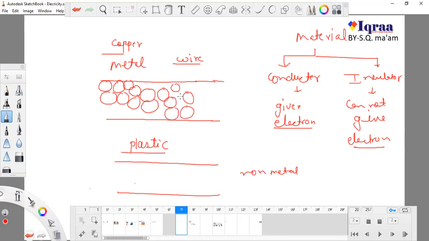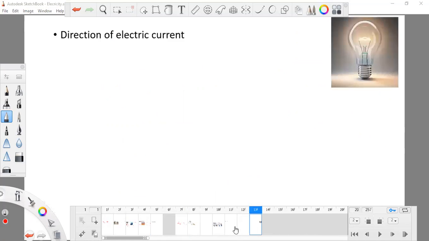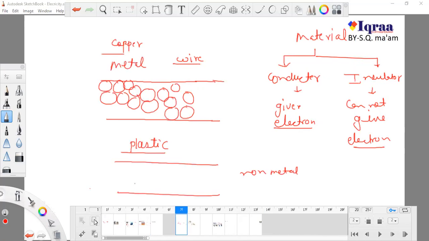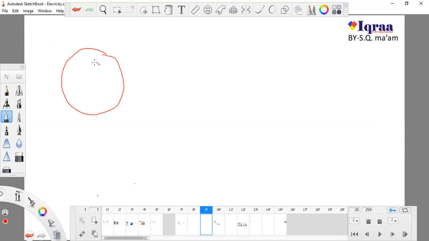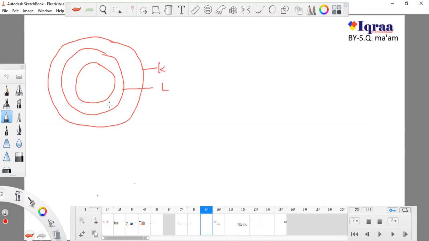So I'm telling you about this atom. This is an atom. Okay, and we know that these atoms have shells. Do you remember the shells known as K, L, M, N? K, L, and M. Okay, so these are shells, and each and every shell is filled with electrons.